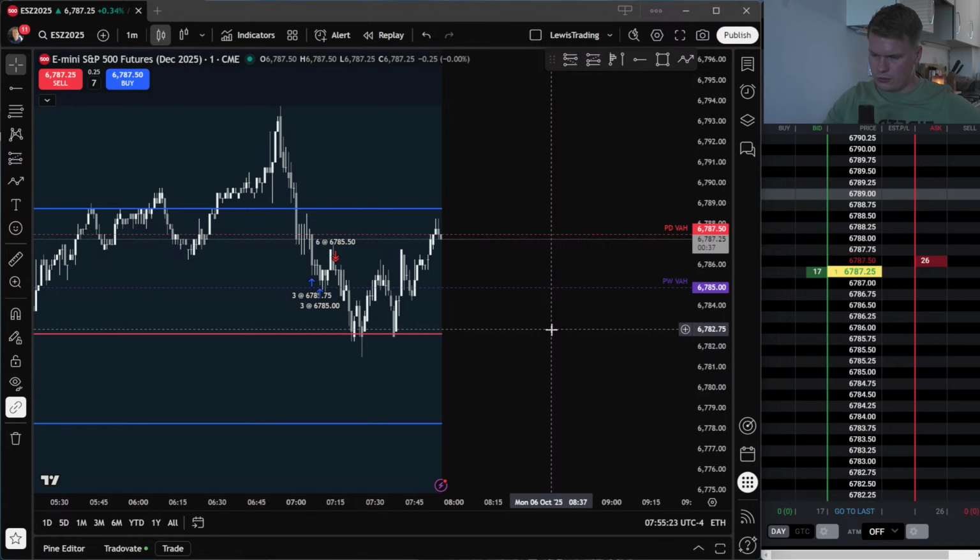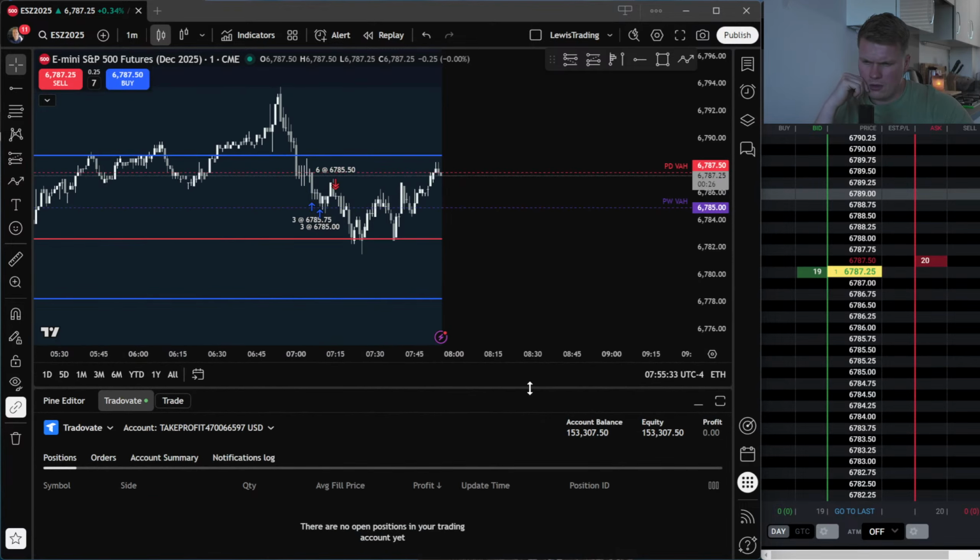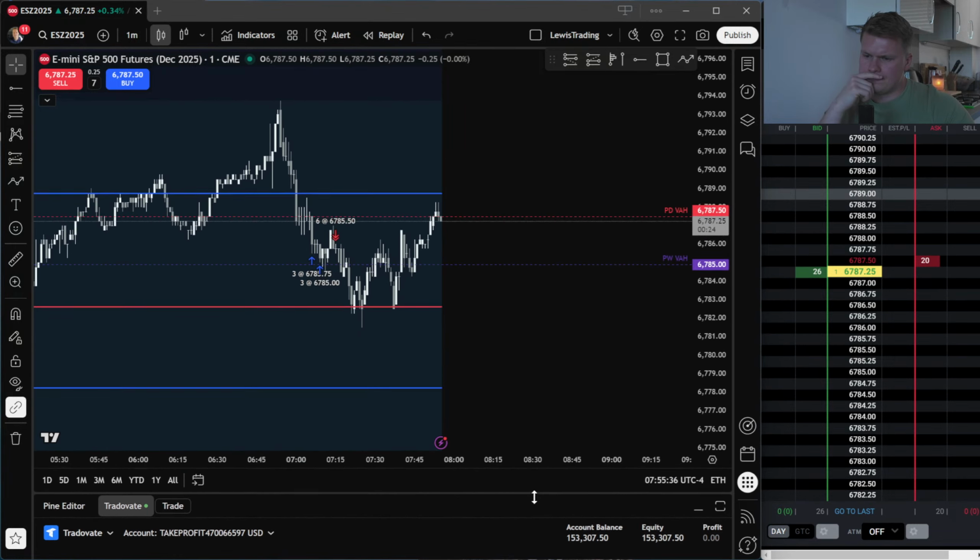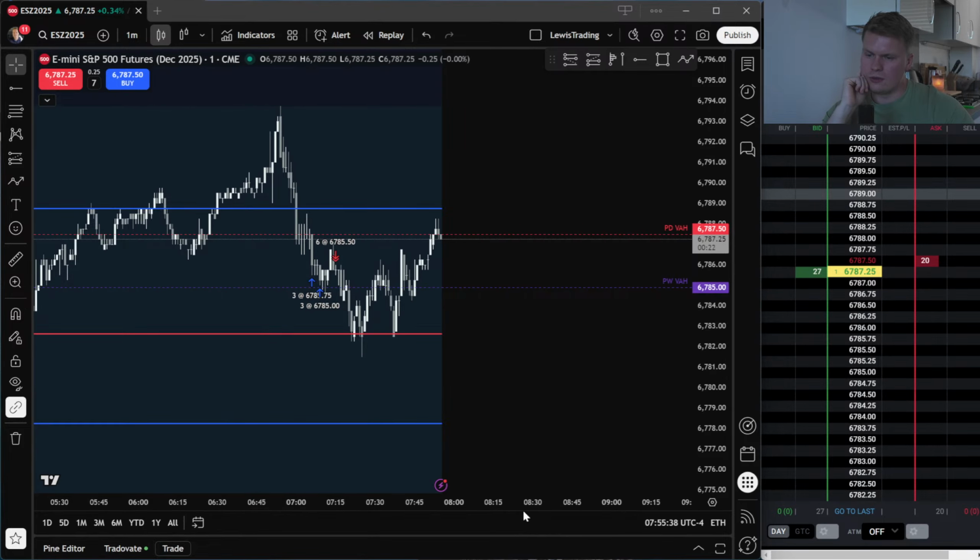Just got 4 accounts now. I've got 2 25Ks that are passed and live or pro accounts, should I say. I got this 150 that's at 153,000, so, you know, not even halfway. Took a big loss on that one the other day.